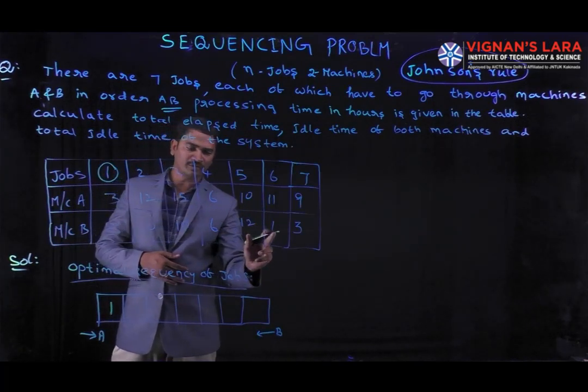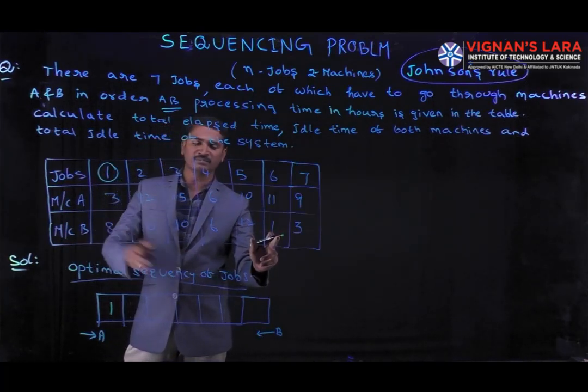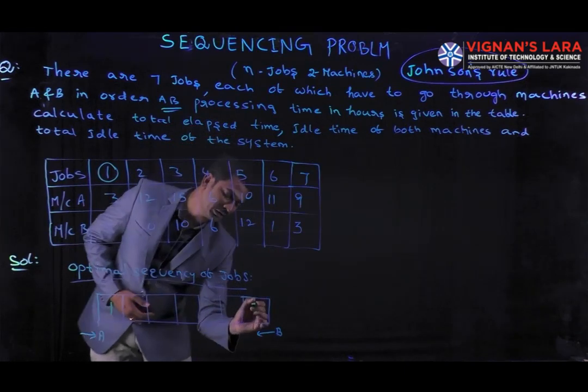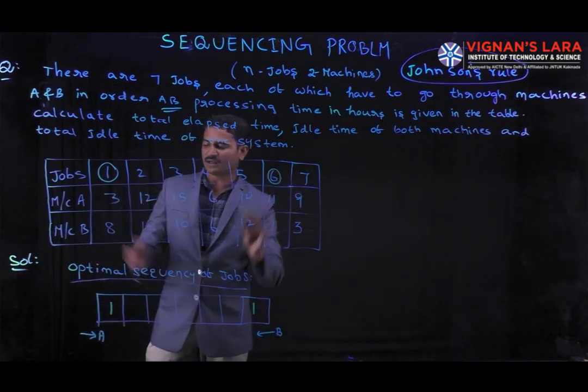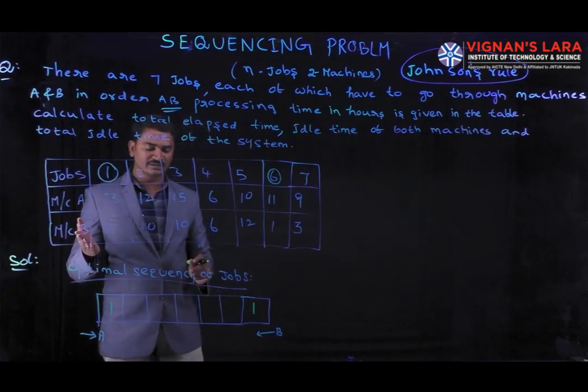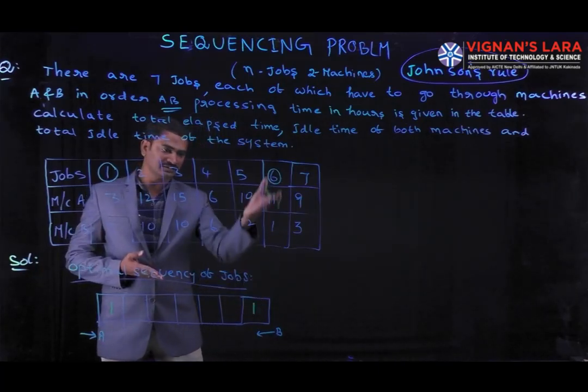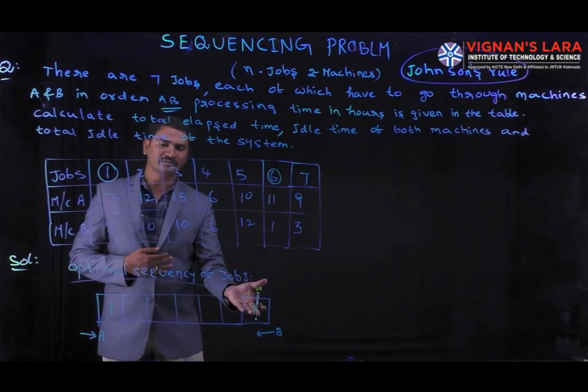One we have to take one at machine B, where we have the one. So we are going to denote one here. First, we are going to start machine B at the sixth job. The processing time is 1 hour.